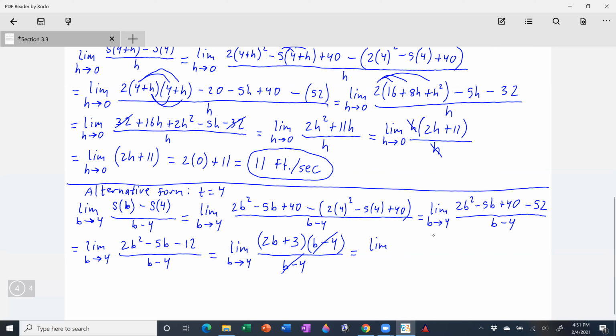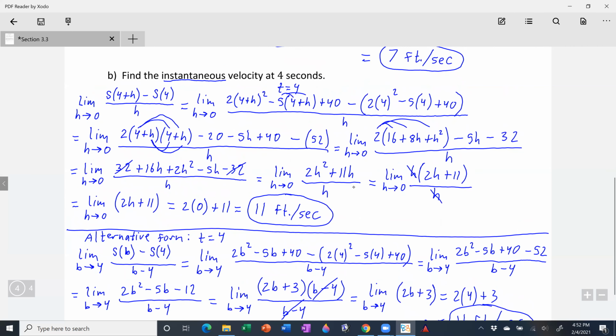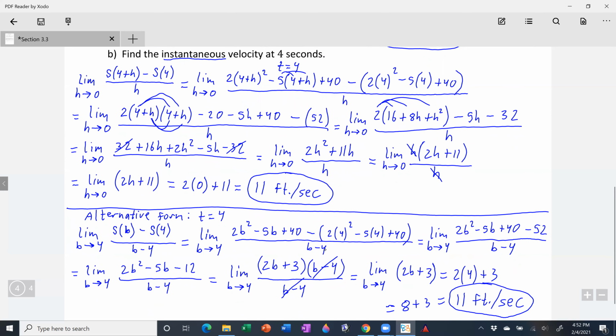Okay, so now we say the limit as b goes to 4 of just the 2b plus 3. Now that the divide by 0 problem is gone, we can just go with direct substitution in this polynomial. And so b goes to 4, so we can go 2 times 4 plus 3, which gives us 8 plus 3, which is 11. Okay, so either formula gives us the same answer, and it's just your own preference of which one you like better. I like the first one better because that's just the one that I've been using my whole life, but hey, here's an alternative form that does the same thing.